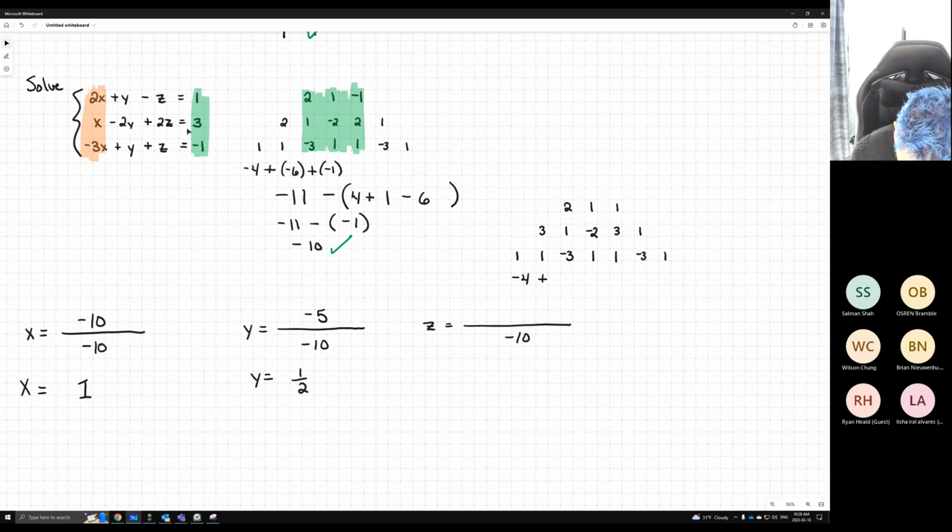Okay, the next one is -9. And the last one for the down and to the right is 1. Add those up. I think that's -12. Let me write it over here. It's -12.